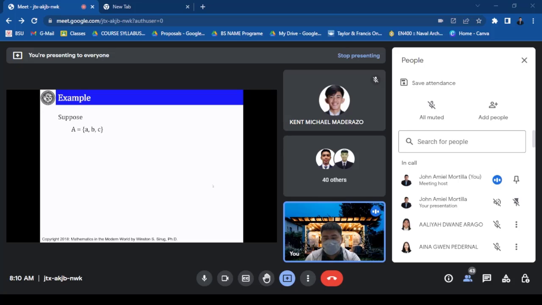So, example, we have A is equals to A, B, C, and B is equals to C, D, E. Then, the universal is A, B, C, D, E, F, G. So, find the following. Yan. A union B. Okay. So, yan, sino makasagot ng letter A? Ano ang A union B?